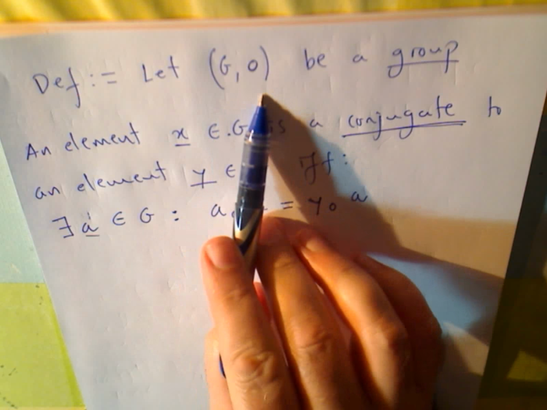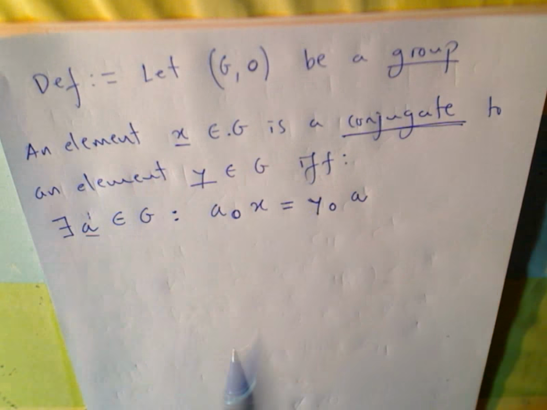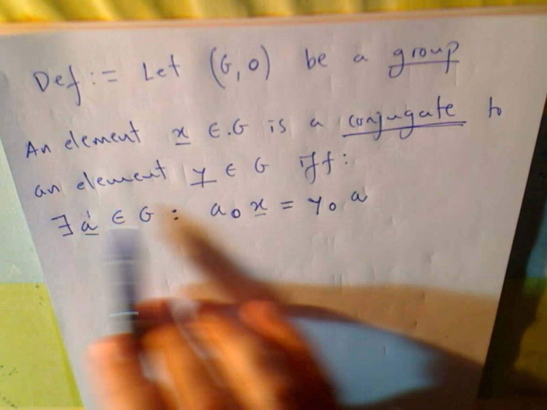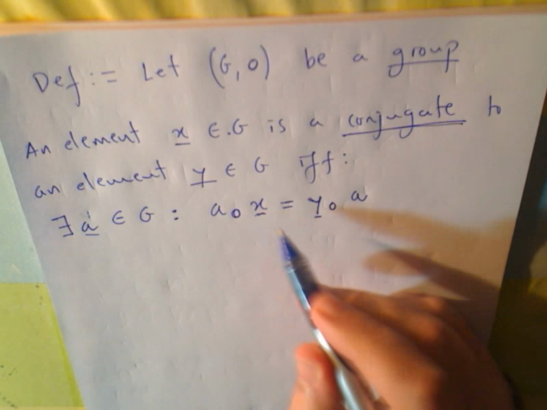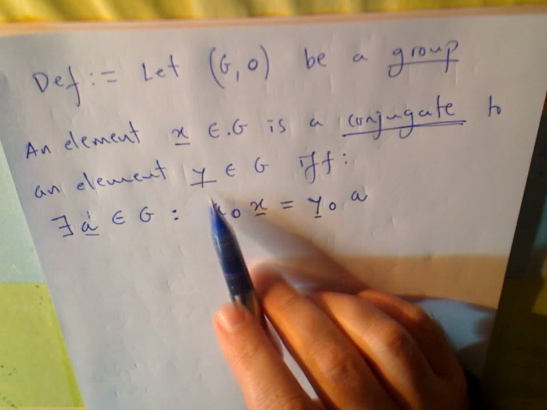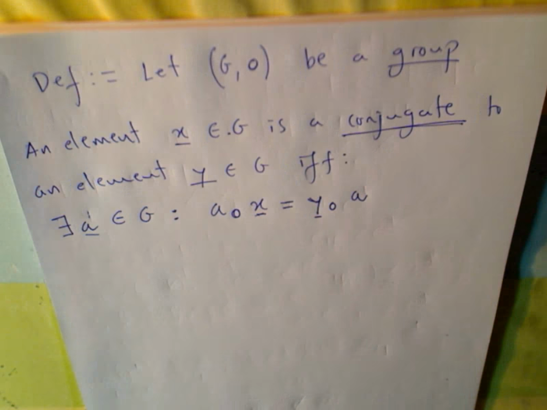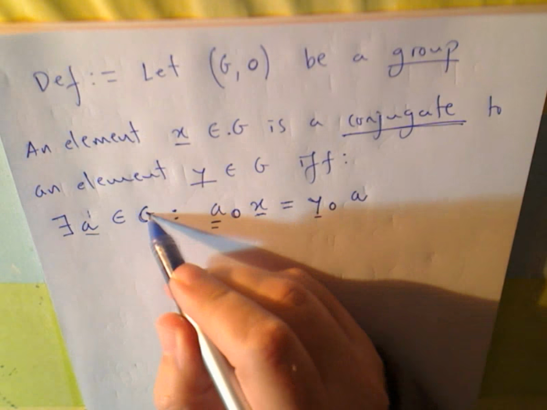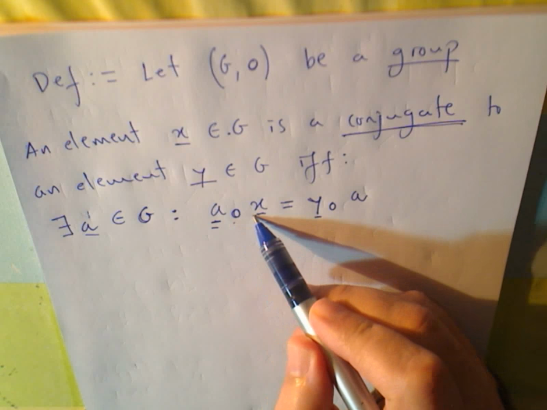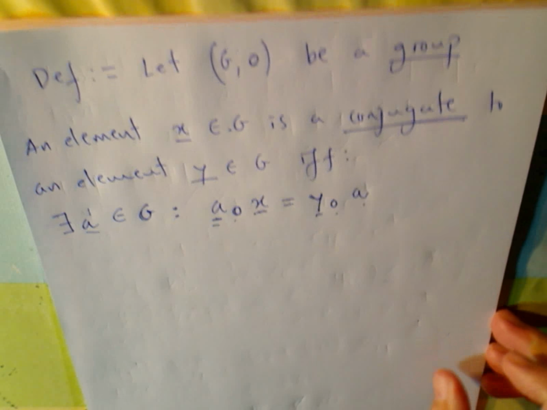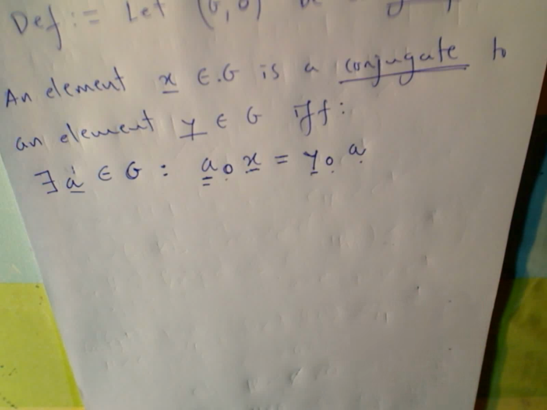So in a group G with an operation, an element X in G is a conjugate to an element Y in G, of course, if and only if there is this element A in G such that A operation X equals Y operation A.